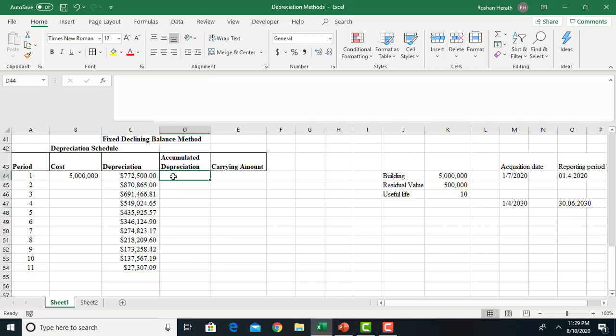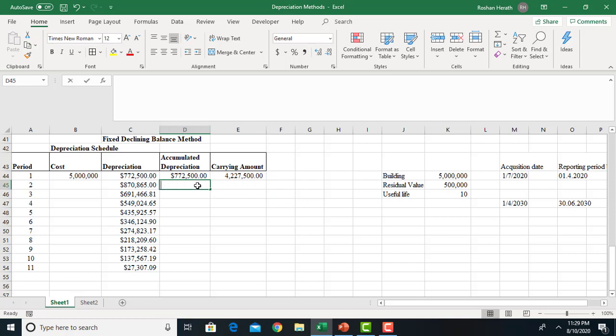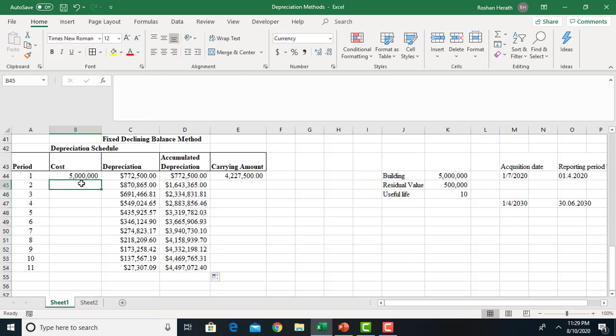Okay. So we can complete this. The accumulated depreciation is taken, and the carrying amount can be taken thereby. This is it. For the second year accumulated depreciation, you can take the accumulated depreciation in the previous year plus the current year depreciation, drag them, and here also you can take this cost information down.